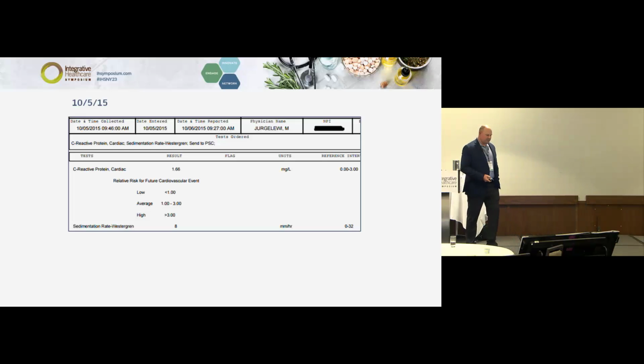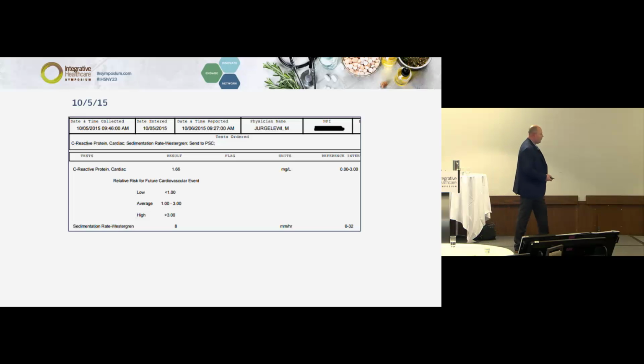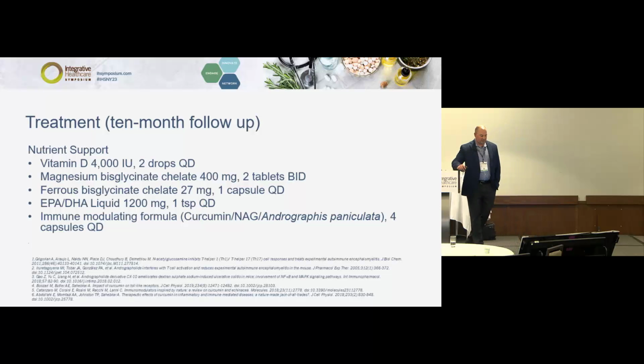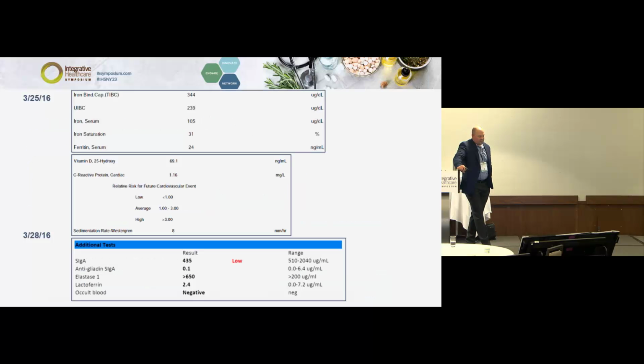So we continued. We had a 10-month follow-up. Now we have her more on maintenance. You can see the iron dose dropped 60%. We're doing more stuff for immune modulation. And you can see this is the following year. Again, iron's better, vitamin D is optimal, the inflammatory markers are normal.